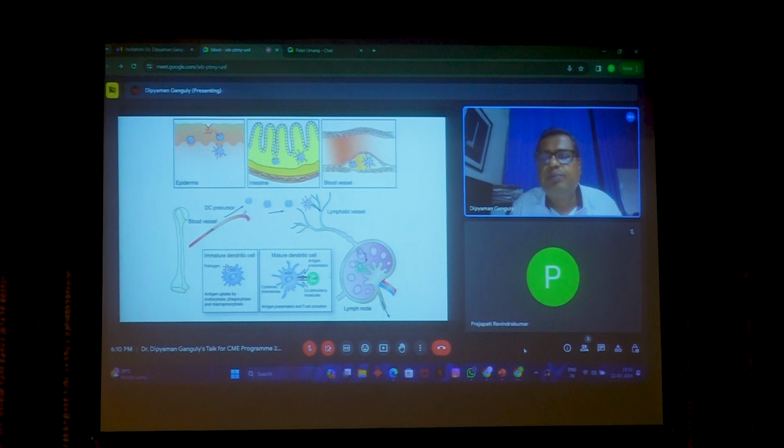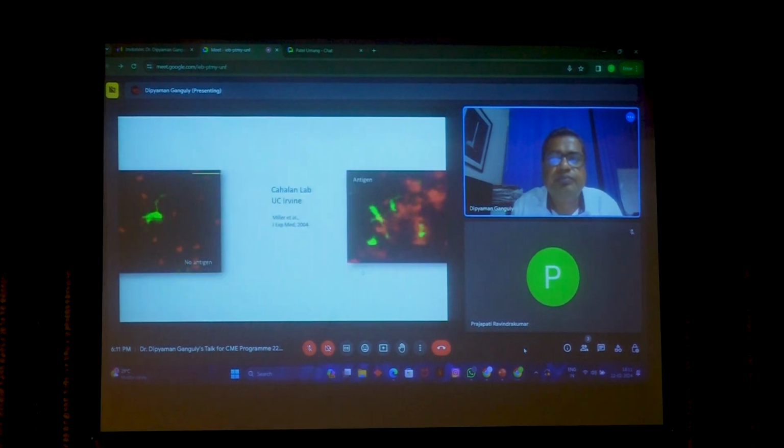And so if you put them in the anatomical context, say immature cells are roaming around all over the body, it may be epidermis, intestine, blood vessels. If they are looking at antigens in the context of danger signals, they will get mature and start their journey towards the lymph node. And in the lymph node, they will talk to T cells and drive T cell activation.